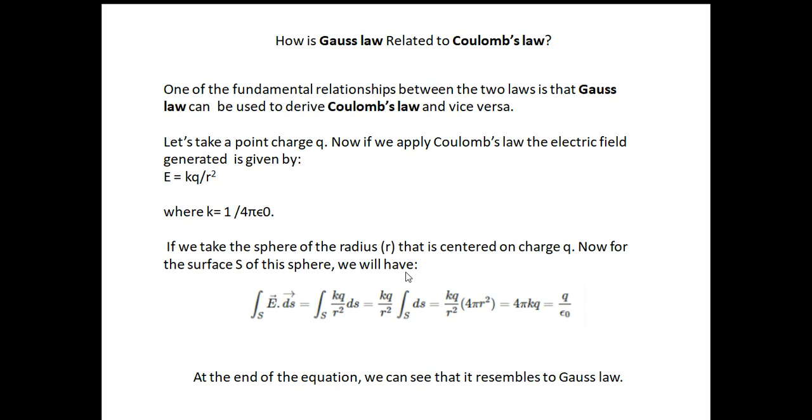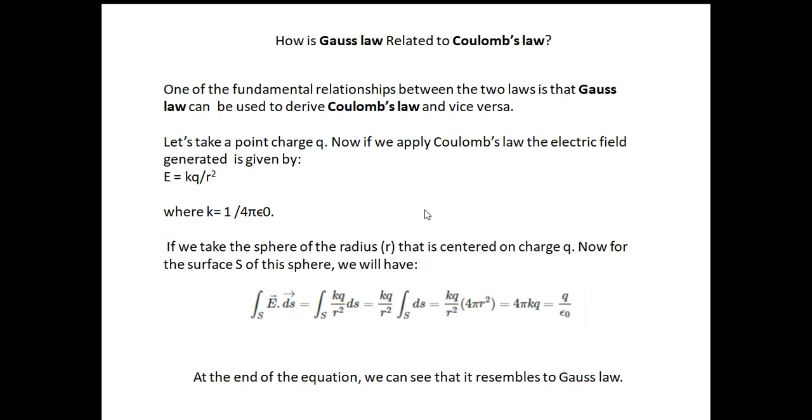Now, how is Gauss's law related to Coulomb's law? One of the fundamental relationships between the two laws is that Gauss's law can be used to derive Coulomb's law, or vice versa. Consider a point charge Q. If we apply Coulomb's law, the electric field generated is given by E is equal to K Q by R squared, where K is the electric constant.